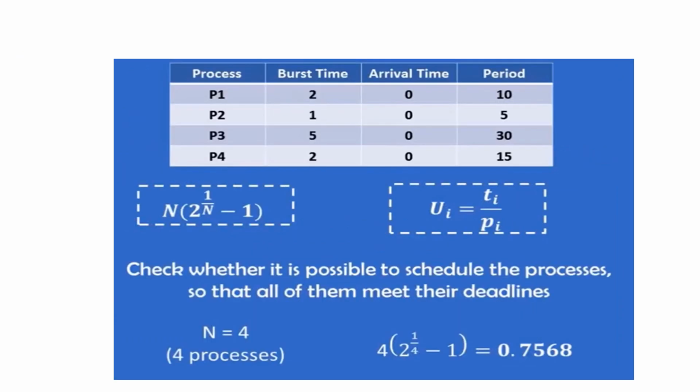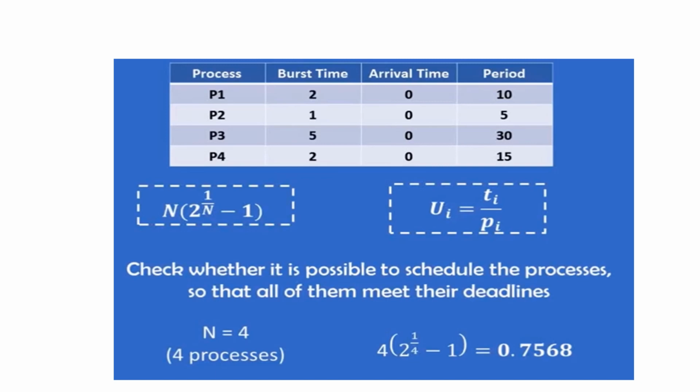So, we have to calculate whether it is possible to schedule the processes so that all of them meet their deadlines. The formula is n into 2 to the power 1 by n minus 1. Here n is the number of processes, here 4. So, 4 into 2 to the power 1 by 4 minus 1 is equal to 0.7568.